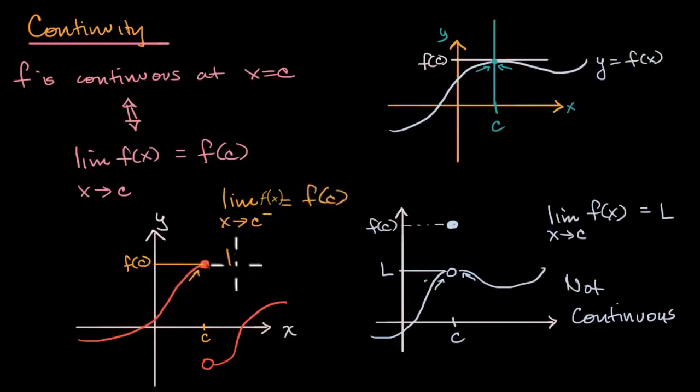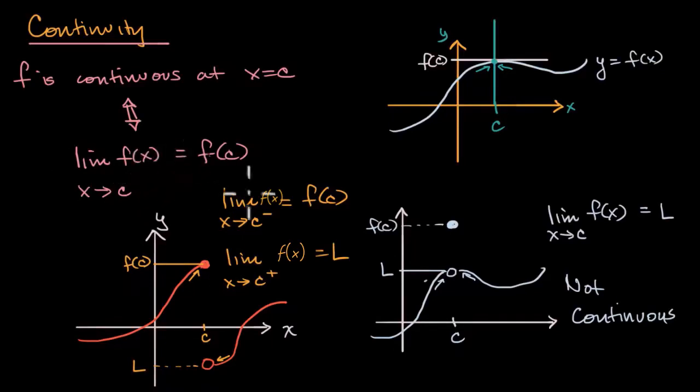But if we look at the limit as x approaches c from the right, that looks like it's approaching some other value. That looks like it's approaching this value right over here. Let's call it L. That's approaching L, and L does not equal f of c. And so in this situation, the two-sided limit doesn't even exist. We're approaching two different values when we approach from the left and from the right. And since the limit doesn't even exist at c, this is definitely not going to be continuous.